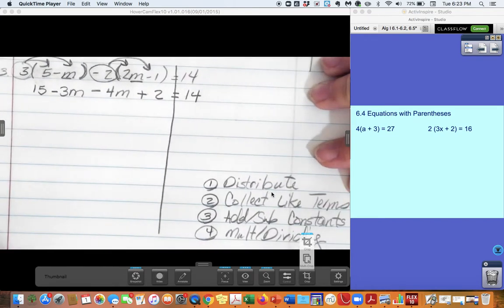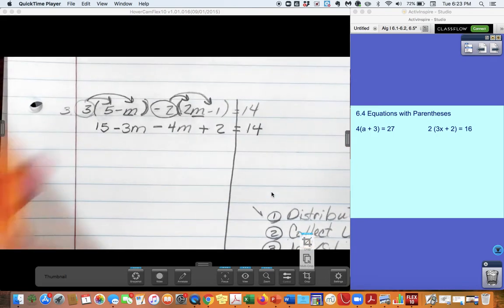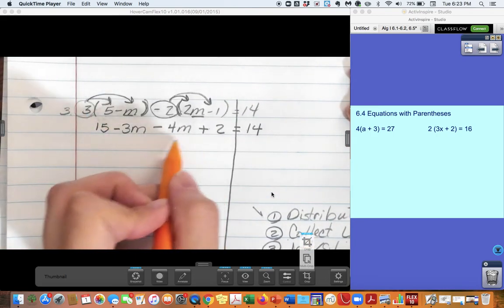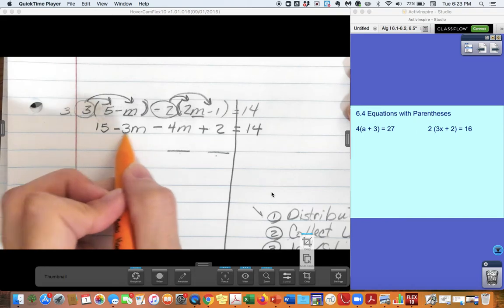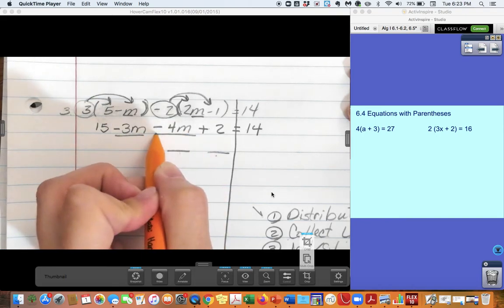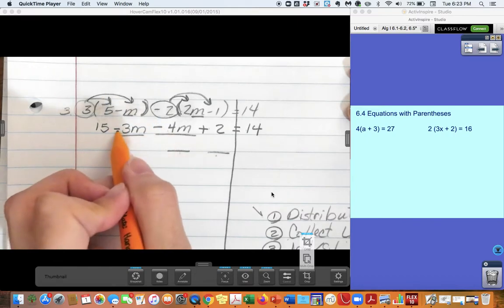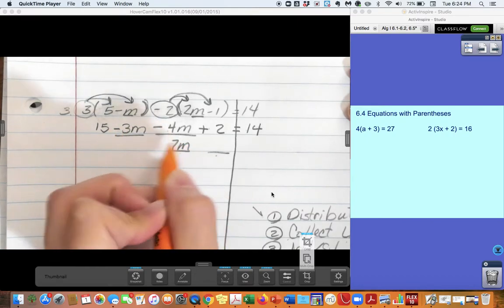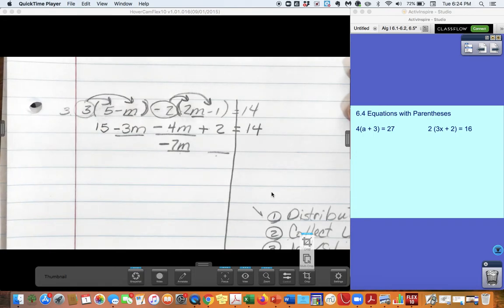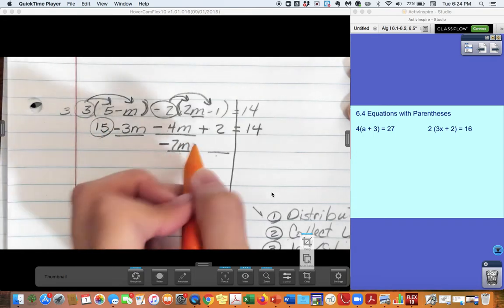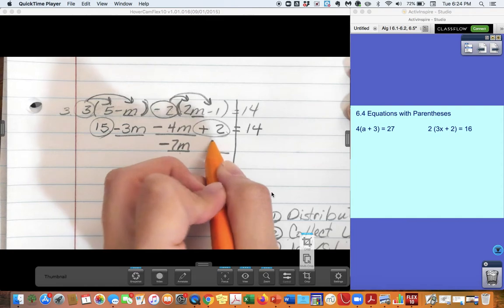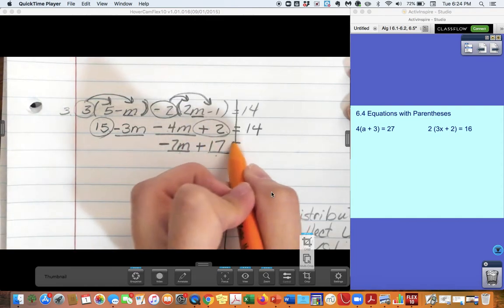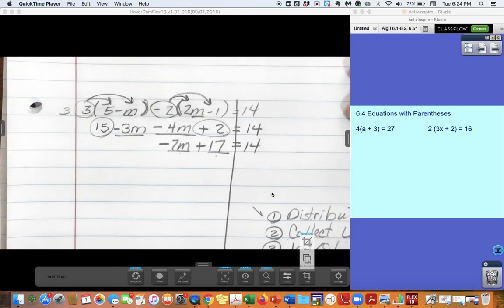Then according to our list, we just distributed, so we need to collect like terms. So we want to clean this up. We want to get all of our letters together. And remember, we're going to make one term that's variables and one that's constants. So my negative 3m and my negative 4m need to combine. The signs are the same, so I add them and I keep the sign that they share, which is negative. All right, then I want to come back and get my constants. I have a positive 15 and a positive 2. So they're both positive, signs are the same, so I add them and I keep the sign that they share. And I'll bring down equals 14.